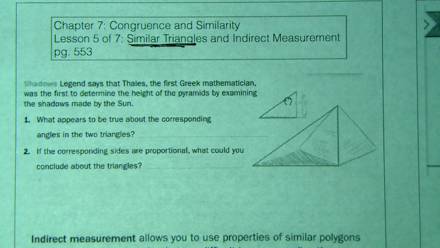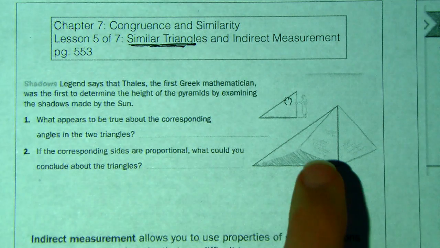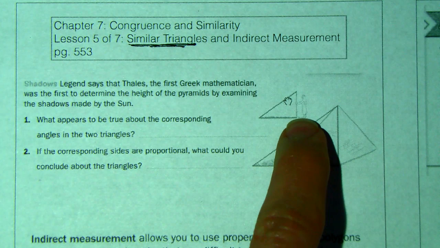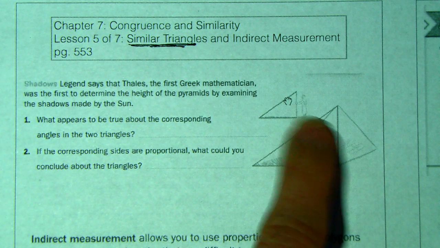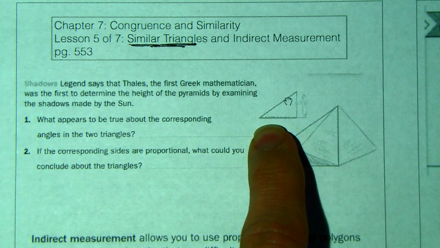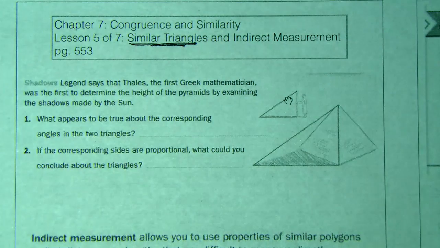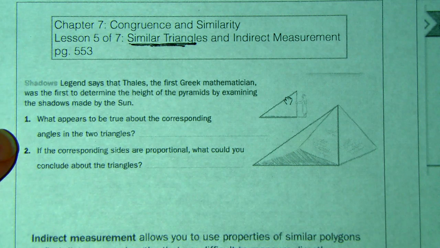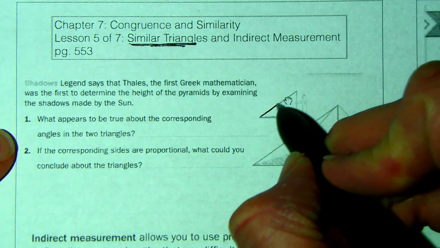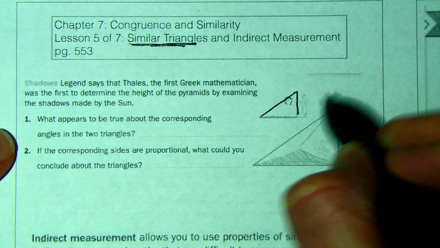I don't know how well you can see it, but there's a tiny little picture of him holding a stick, and he's standing there, and there's a shadow. And then here's the pyramid with the shadow. So what appears to be true about the corresponding angles? It creates 2 angles: the height of the stick and the shadow, the height of the pyramid and its shadow, and then the hypotenuse.